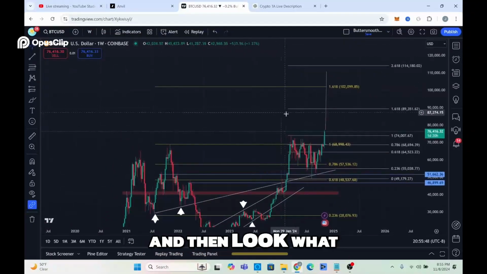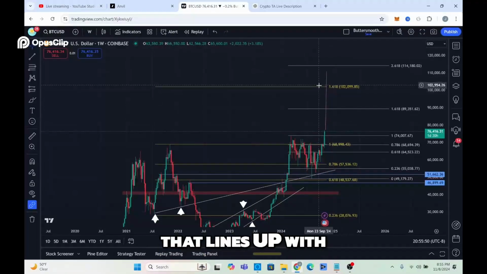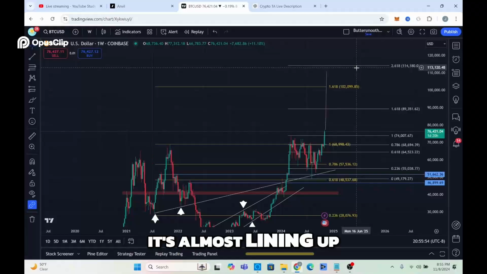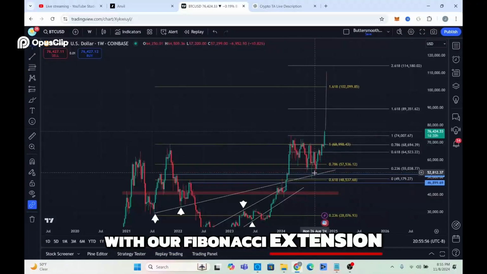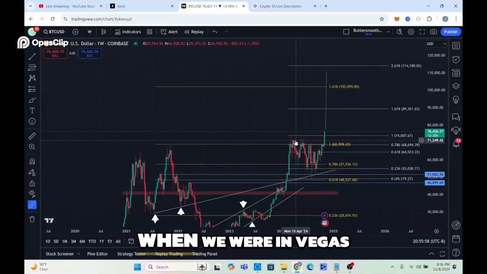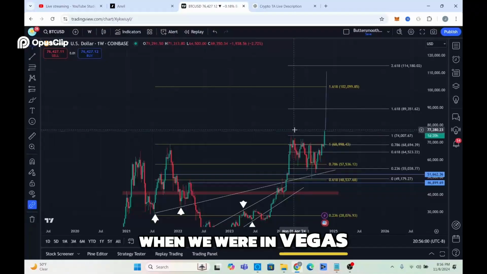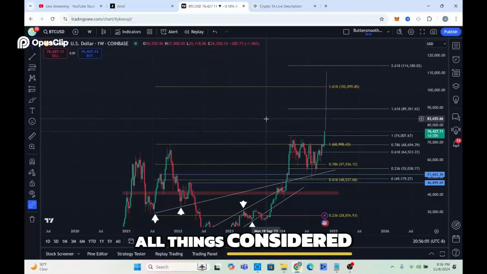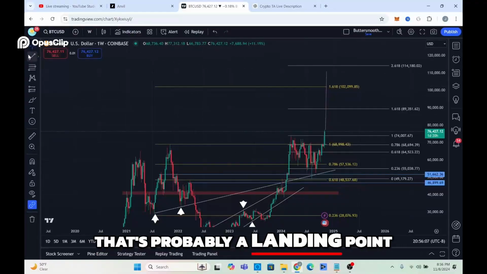Gotcha. And then look what that lines up with. That lines up with the Fibonacci here, our big overall. It's almost lining up with our Fibonacci extension that we drew recently when we were in Vegas. So I would say, all things considered, that's probably a landing point.